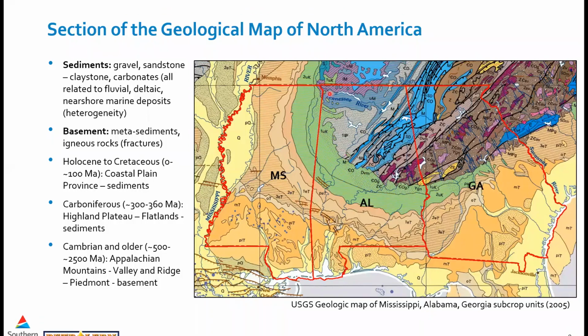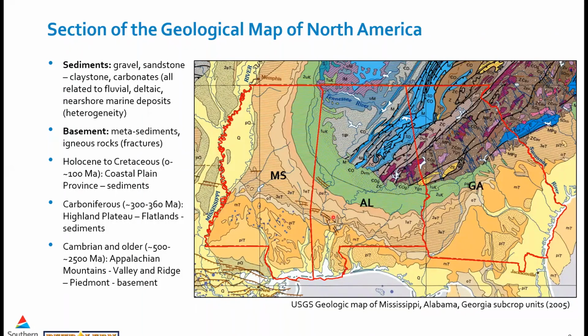North in Alabama, we have the Carboniferous Highland Plateau, or the flatlands. It's also sediments, but because of the age, the reservoir quality is not as good as what we see down here to the south and the southwest. And then we have the Cambrian or older, the Appalachian Mountains, Valley and Ridge, Piedmont, whatever all the mountains over here are called, and it's the basement.